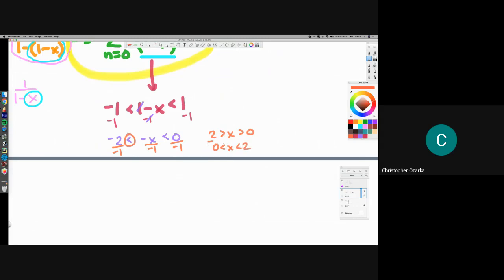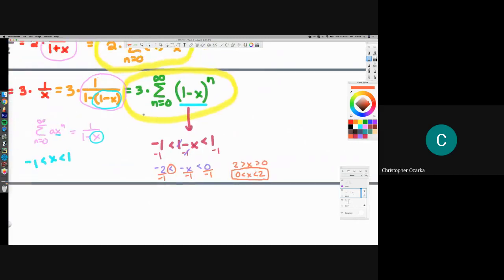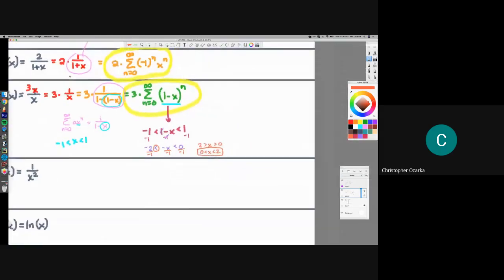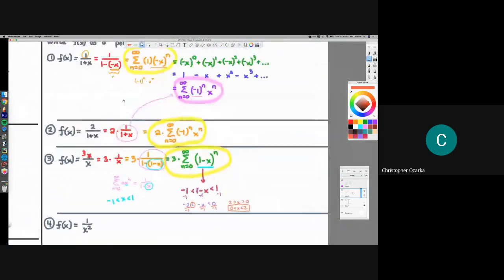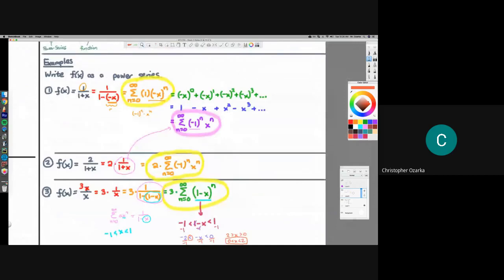You end up with the interval of convergence. This is called the interval of convergence. Instead of -1 to 1, it ends up being 0 to 2. Okay, and it's solved the same way. These problems don't ask for it, but on your quiz, it'll say write f of x as a power series, and then it'll say, I'll write it in now, find the interval of convergence.